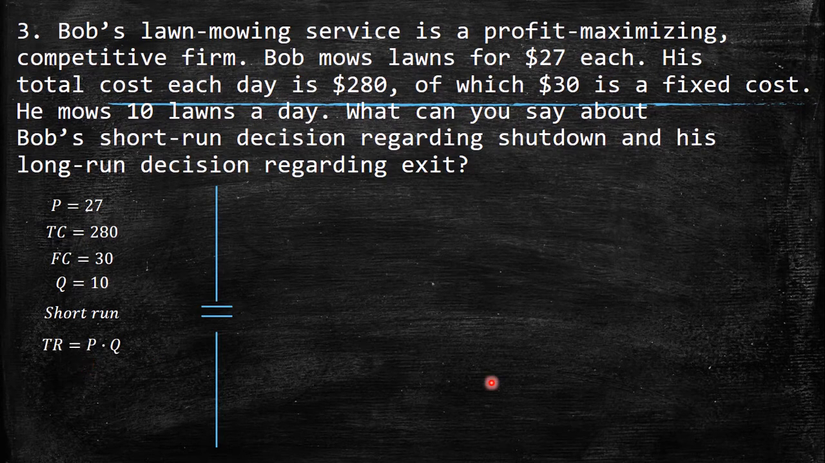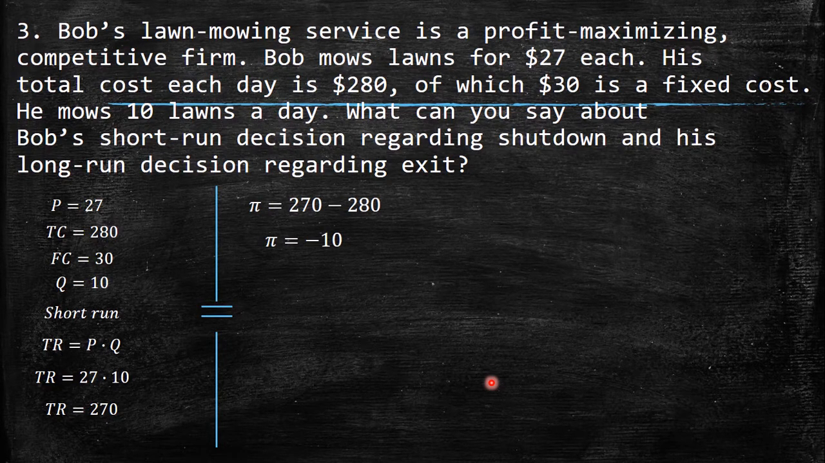So the total revenue of Bob's is going to be naturally the number of lawns that he mows times the price. So it's going to be 27, the price that he charges, and 10, the quantity of lawns that he mows. This one is going to be 370, the total revenue per day from Bob's. Then the profits, defined as pi, equal, this one is going to be minus 10.